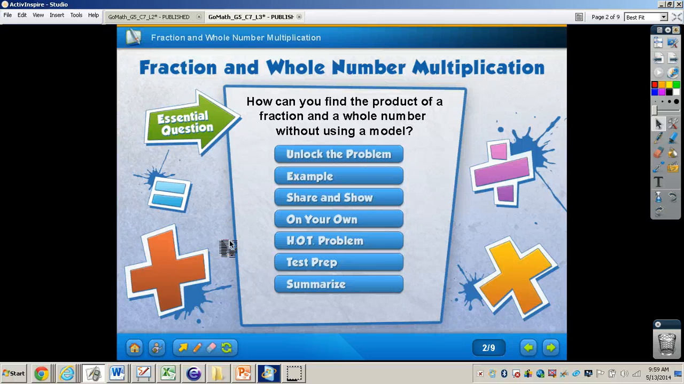In this video, we're going to be taking a look at fraction and whole number multiplication. We're going to continue to look at this skill. And first of all, the essential question that we will answer is how can you find the product of a fraction and whole number without using a model? We've looked at how to use a model. Now we're going to take a look at how you do this without using a model.